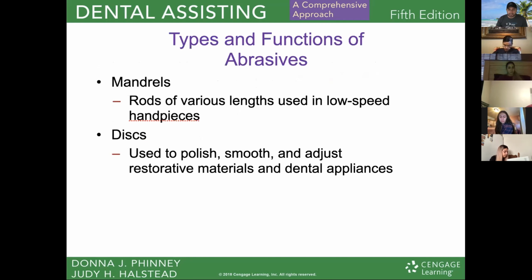Mandrels are like rods that have different lengths that are usually used in a slow speed latch type handpiece. They can be used in a latch type, a friction grip, or a straight handpiece, and they're used to hold discs. The discs can be attached to a mandrel, and the discs are used to polish, smooth, and adjust restorative materials and certain dental appliances.